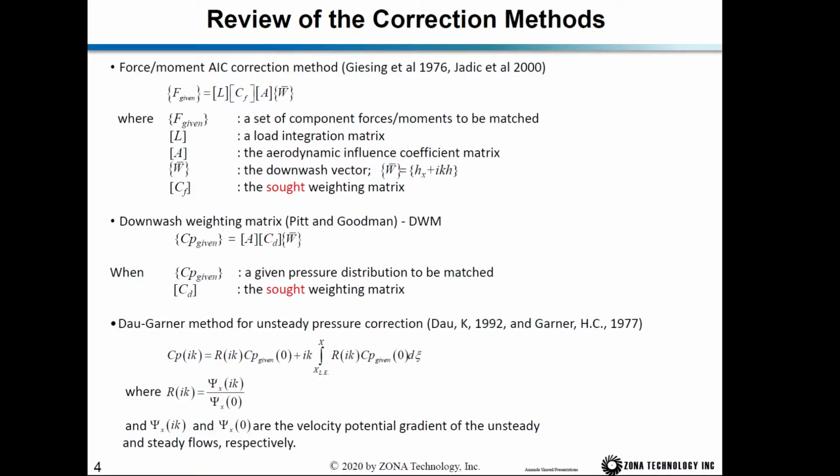Once you have a corrected AIC, the corrected AIC times W bar, pre-multiplied by L, will match the given component loads. And once you have this corrected AIC, then you apply it at non-zero frequency and for all other modes. And the downwash weighting matrix developed by Pitt and Goodman is used to calculate a weighting matrix called CD.